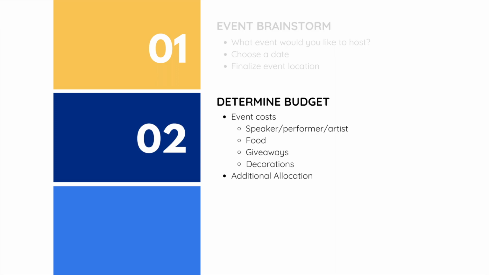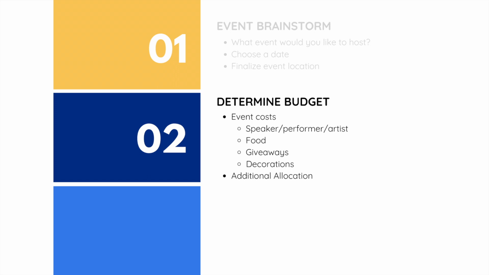Now that you know the basics about your event, it's time to determine your budget. This means you need to sit down as a group and decide how much money you're going to spend on all different aspects of your event. Everything from a speaker, performer, artist, to food, giveaways, and decorations. If you determine that you do need additional funding, you're able to get that through co-sponsorships with other student organizations or offices, or by completing an additional allocation.